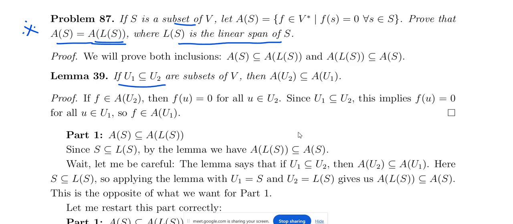Similarly, if U1 is a subset of U2, which is a subset of V, then A of U2 is a subset of A of U1.